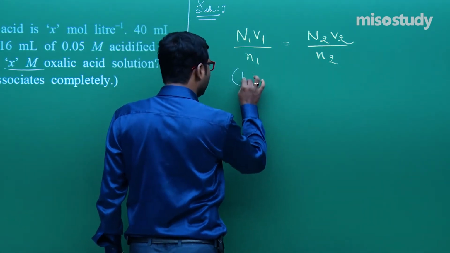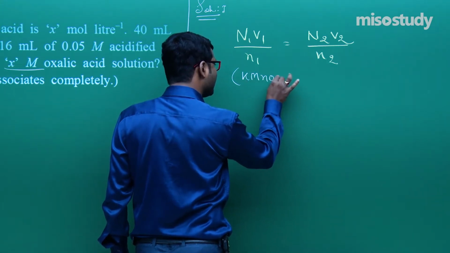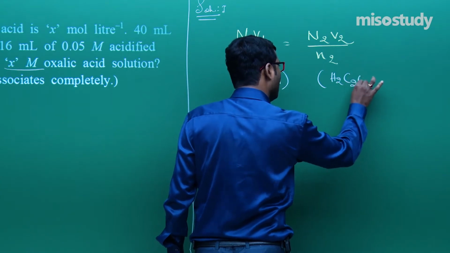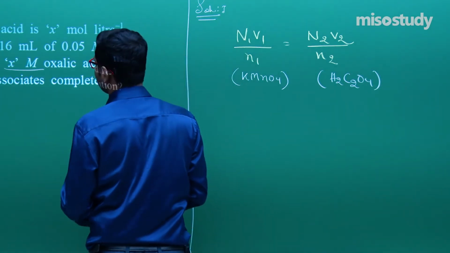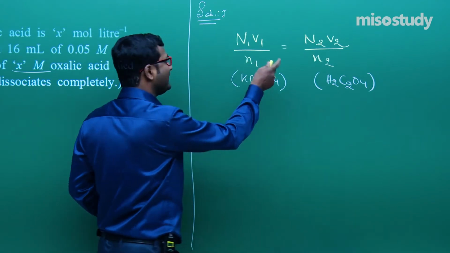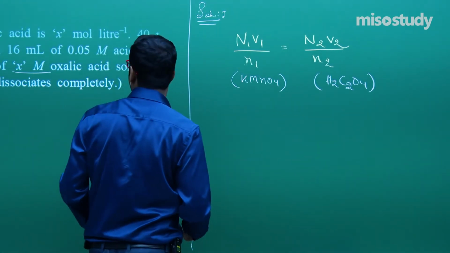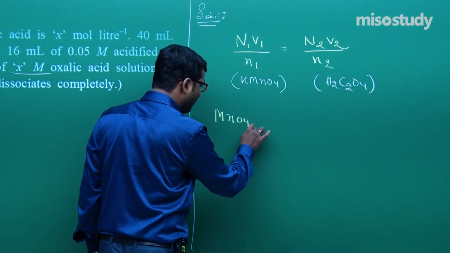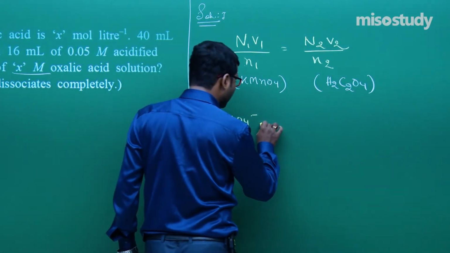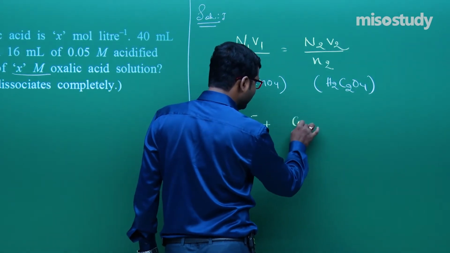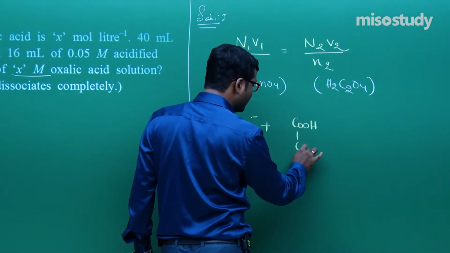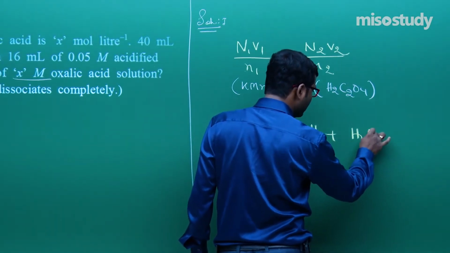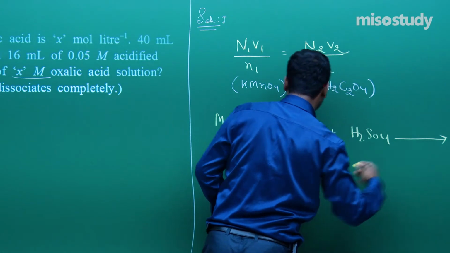This is for KMnO4, and this is for H2C2O4, that is for oxalic acid. Now we need to find n1 and n2. For this we have to write down the equation. What is the equation? That is MnO4 minus, and oxalic acid, which can be written as COOH COOH or H2C2O4, plus H plus, that is the H2SO4. This is the reaction.